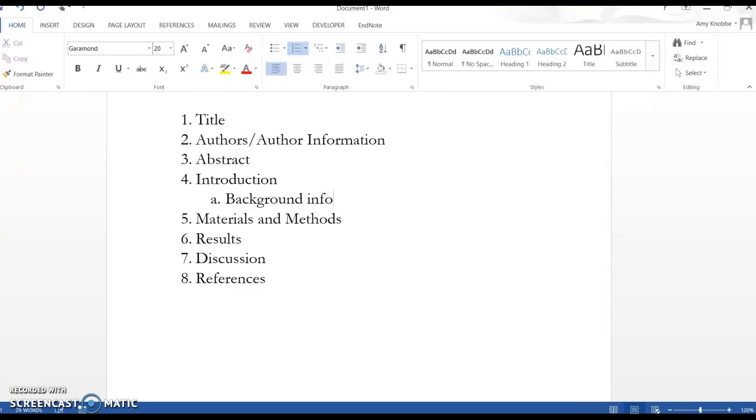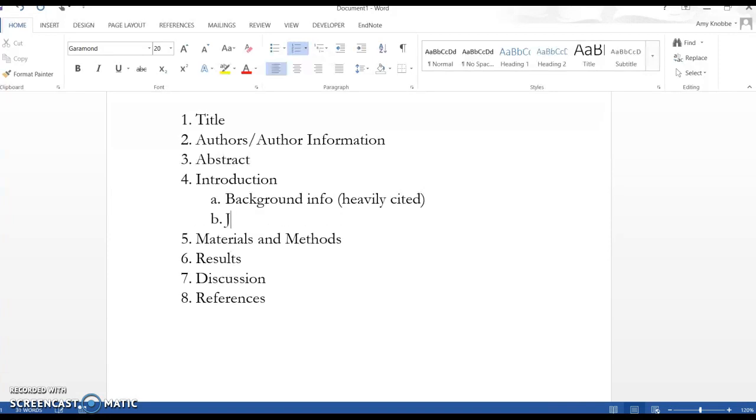So if there are terms you need to know, if there are previous studies that need to be summarized, that's all going to take place in the background. This is going to be heavily cited. You're going to find lots and lots of references to other peer-reviewed articles because they're summarizing things that have already been done. The next thing they're going to do is justify the study.